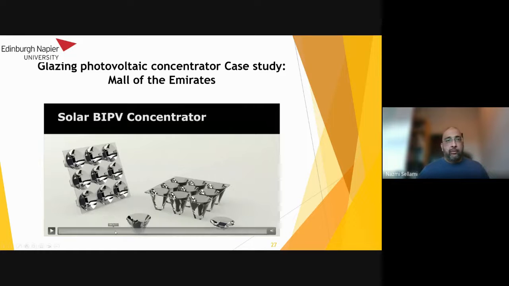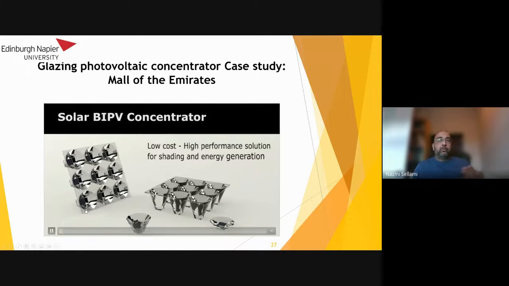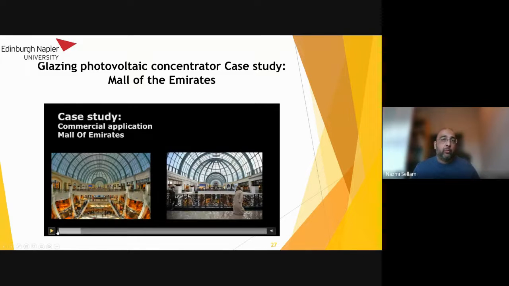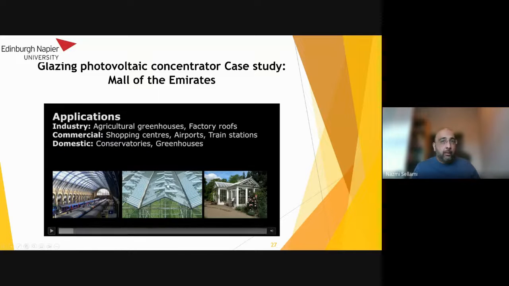I want to refer quickly to what we did. We referred to specialist people in architecture, and we asked them to come up with a visualization of these concentrators when they are installed in real buildings. These concentrators can be used in many applications, wherever we have glass, like a train station, like here the first one. The second one is greenhouses for agriculture, or what we call the garden house for houses.